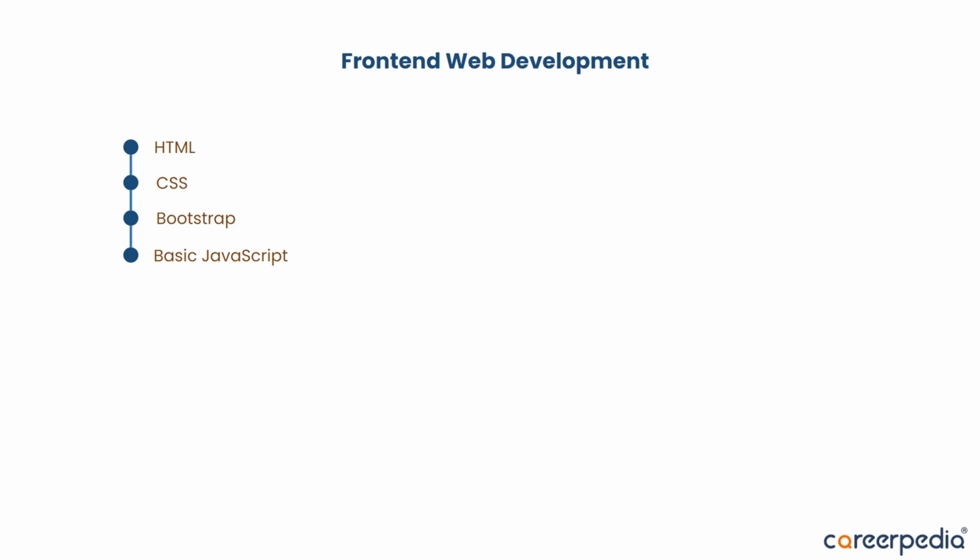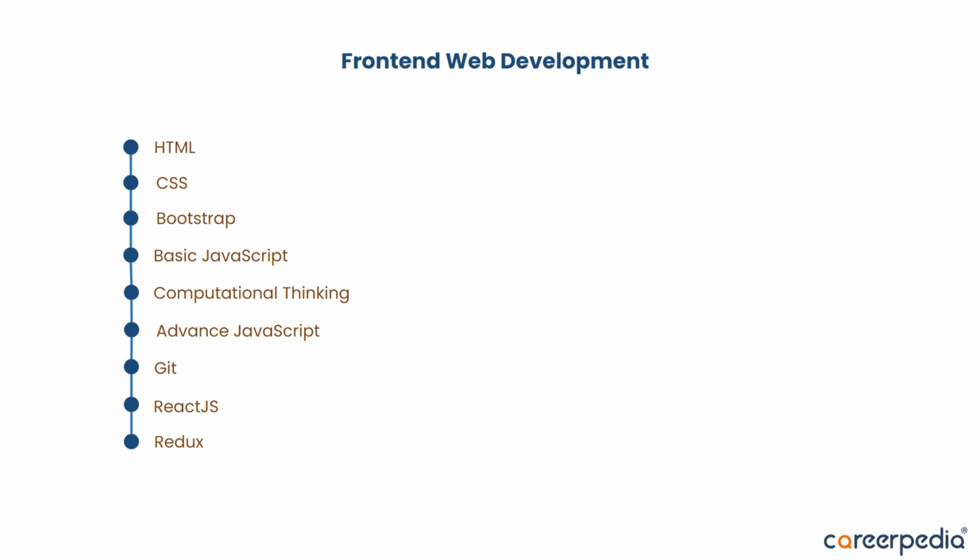So Bootstrap, then we will learn basic JavaScript, then we will learn about computational thinking, advanced JavaScript. After that we will learn about Git and GitHub, React.js, and then Redux. This is our entire roadmap. So one by one, we will see what each of these technologies can do. So we'll start with HTML.